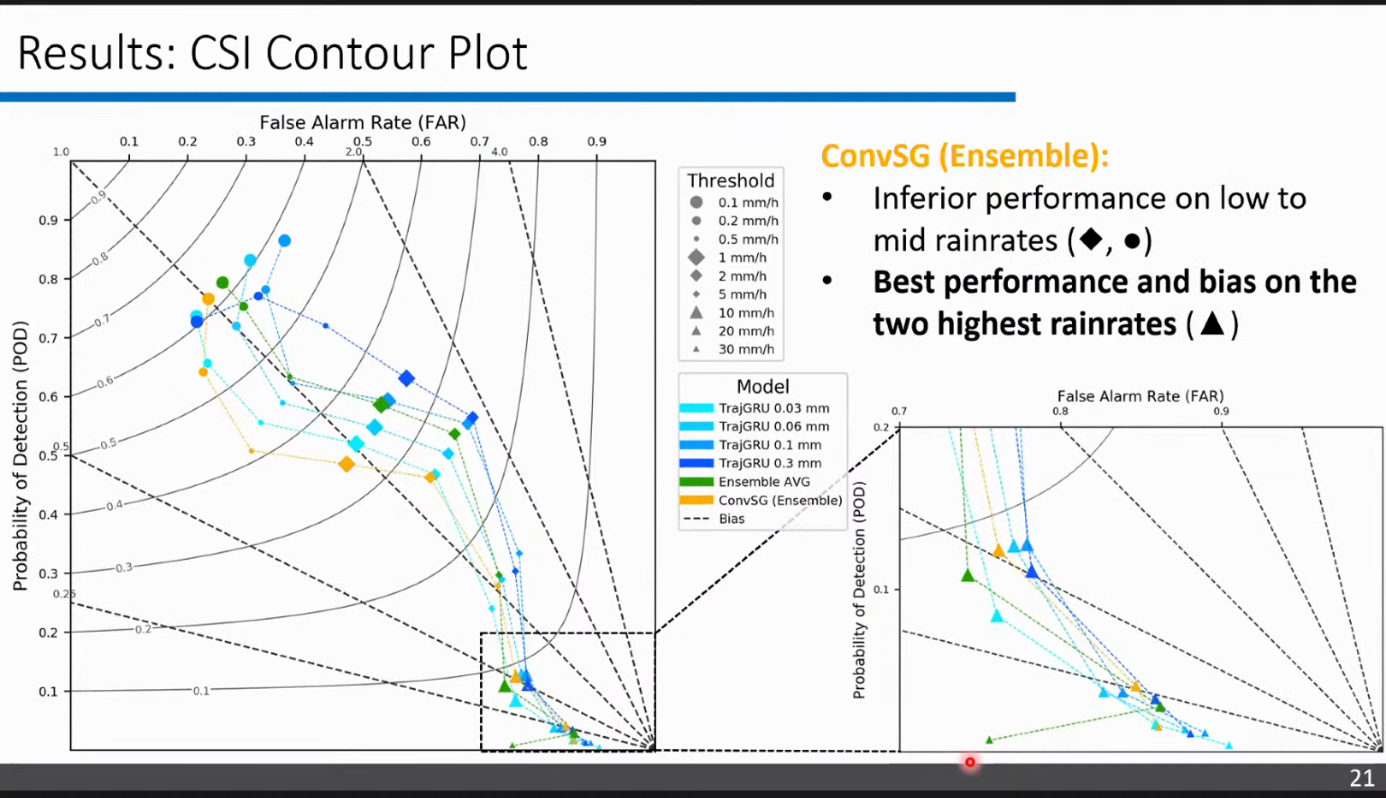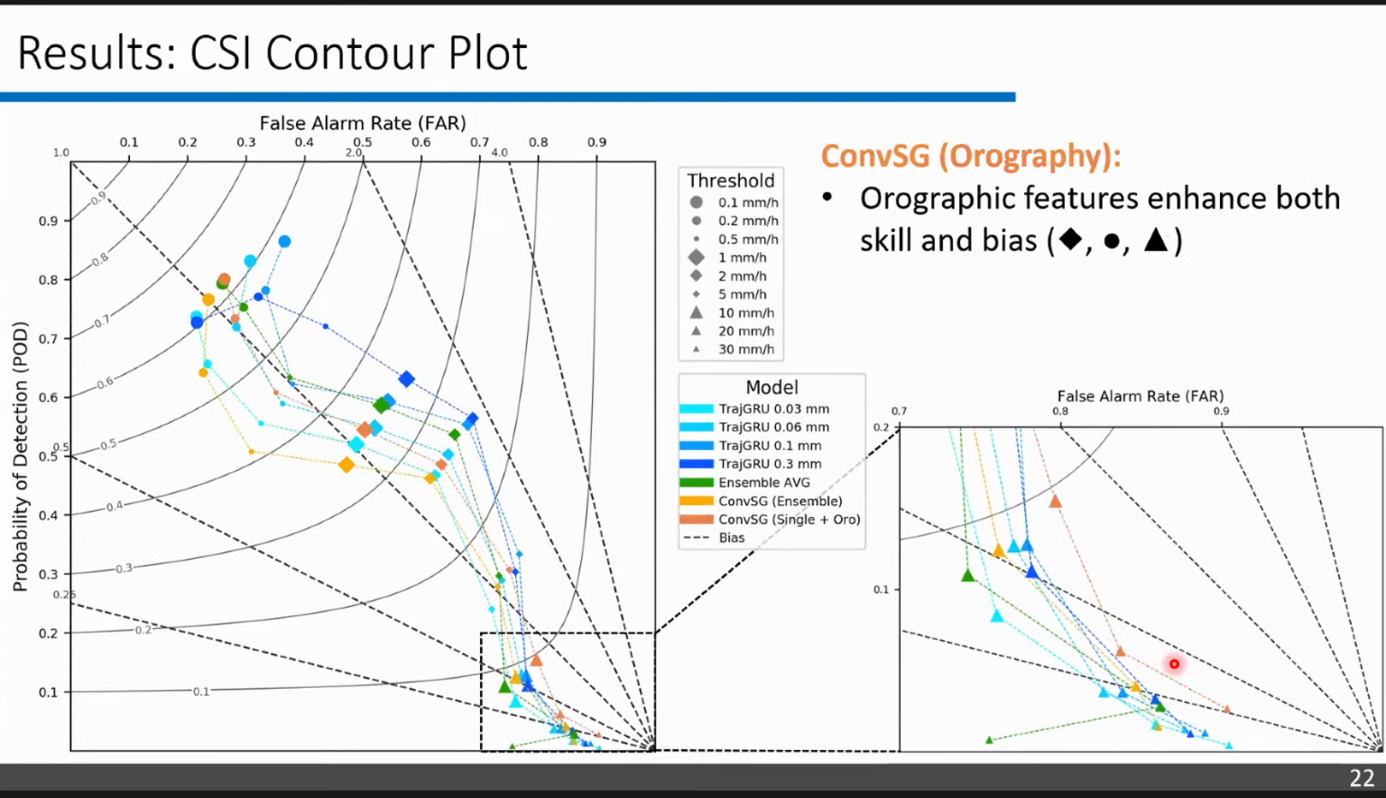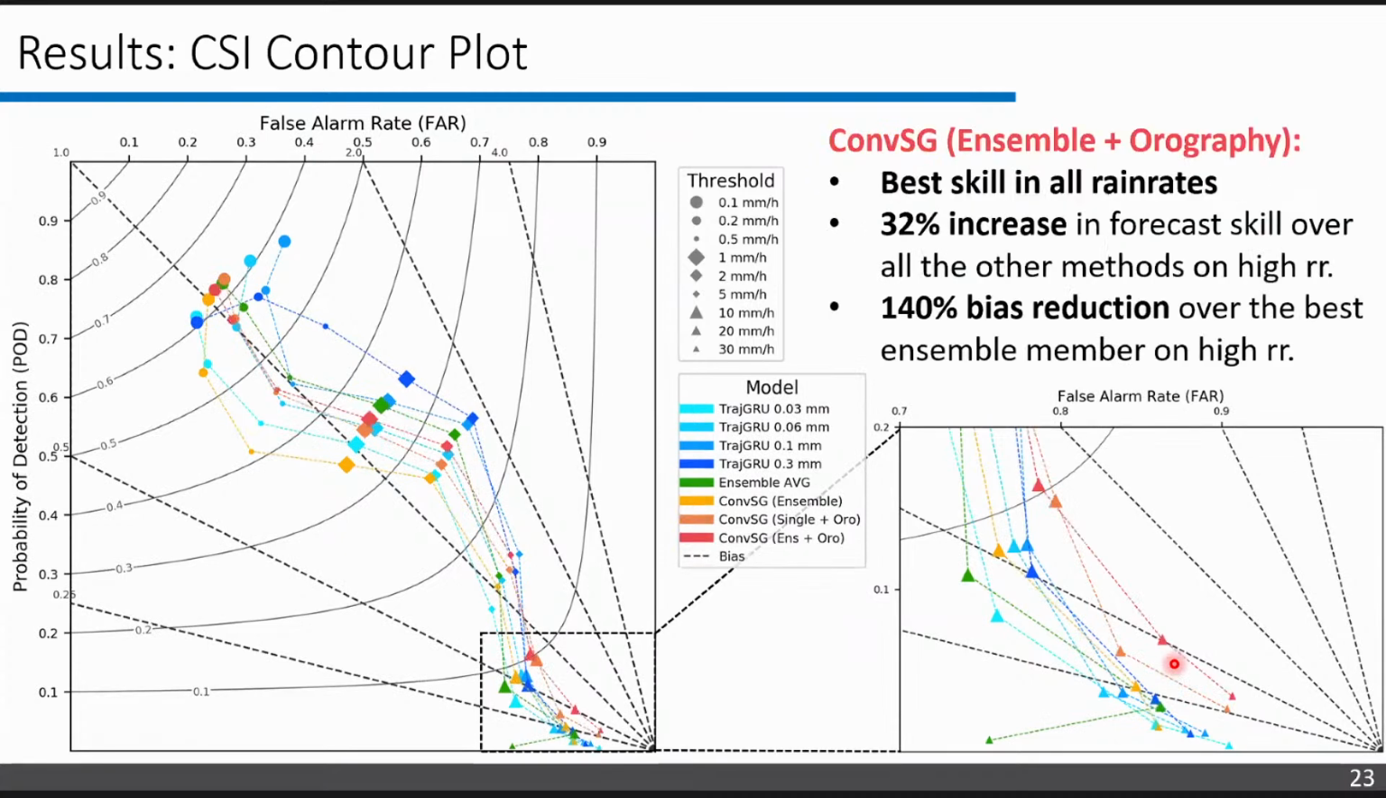And here we start to see the contribution of the four ensemble members. It has a little bit better bias, especially. So it's predicting more pixels with higher rain rate already. And then as soon as we add the orography and then the orography plus the ensemble, we recover a lot of bias with respect to all the other possible models that we tested.